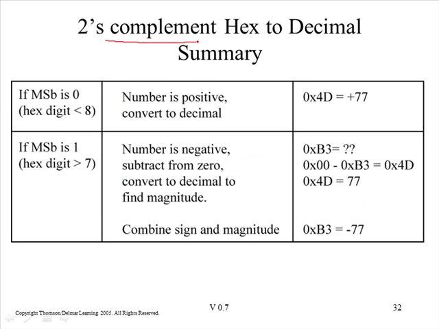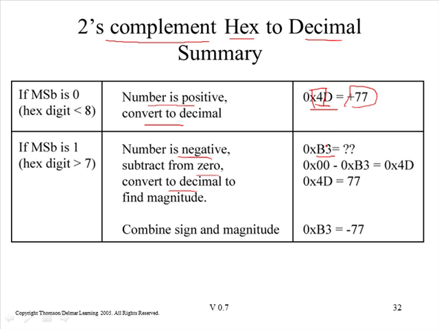Let's review the rules for converting a 2's complement hex value to its signed decimal representation. First, if the number is positive, all we have to do is convert it to decimal. In looking at this number here, we see that the most significant hex digit is less than 8. That means that this number is positive, so all we need to do is convert this to its decimal value, and we get a positive 77. If a number is negative, then we need to subtract it from 0, convert that value to decimal, in order to find the magnitude.